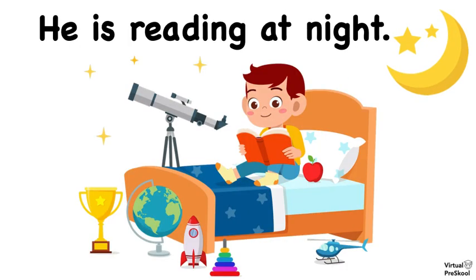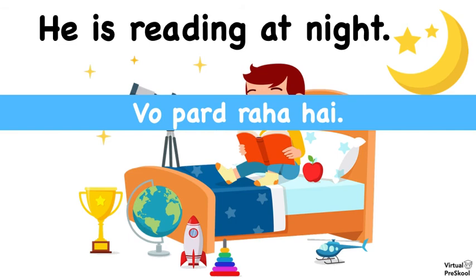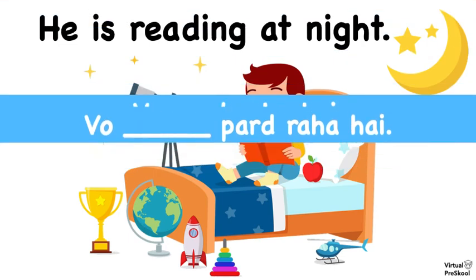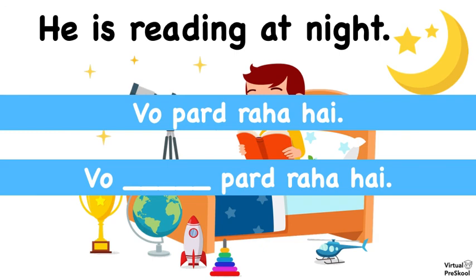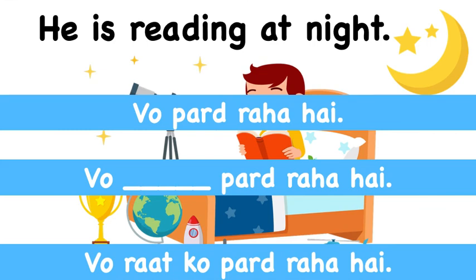He is reading at night. Do the conjugation. He is reading. वो पढ़ रहा है. And at night is रात को. So put that in the blank line and what does our sentence become? वो रात को पढ़ रहा है.